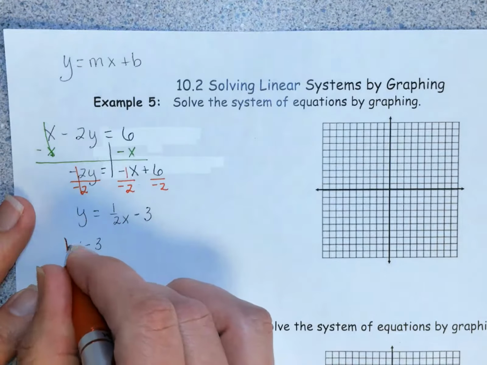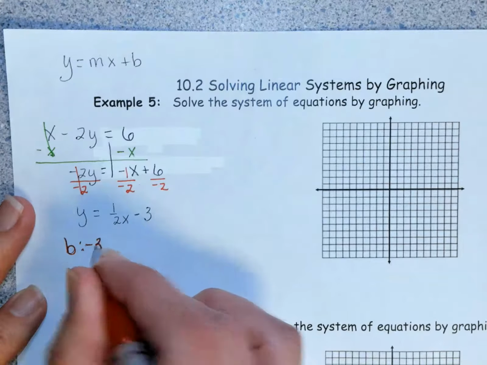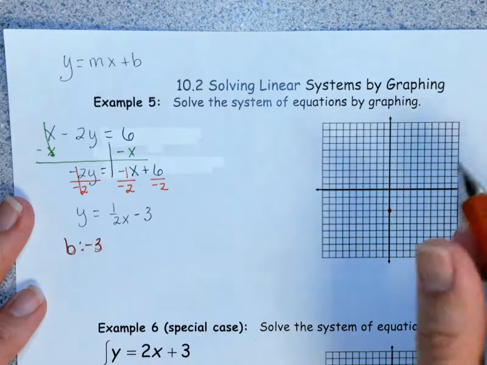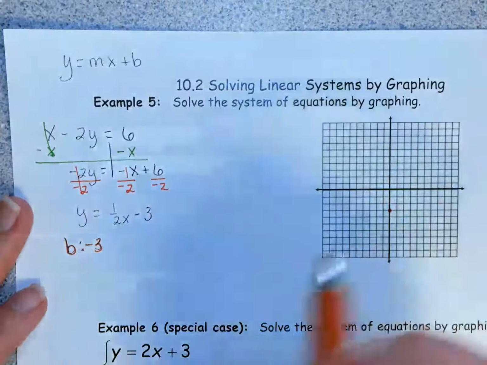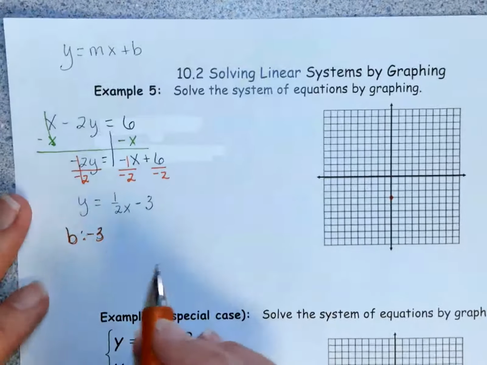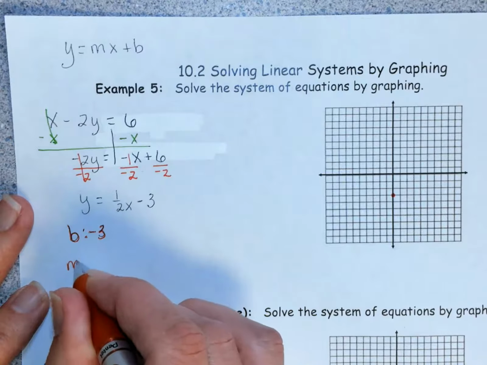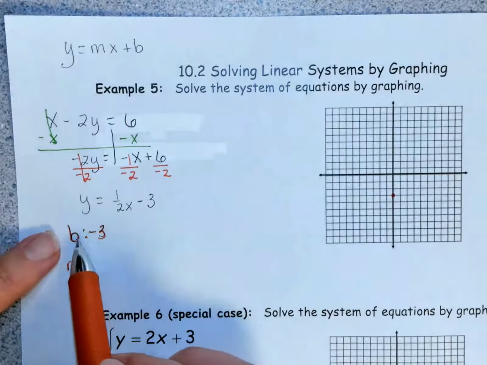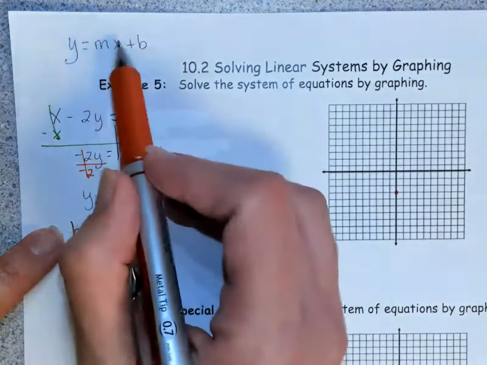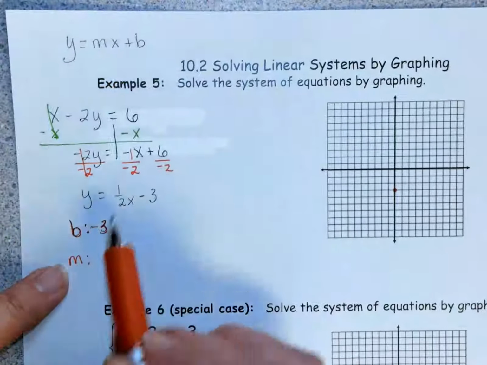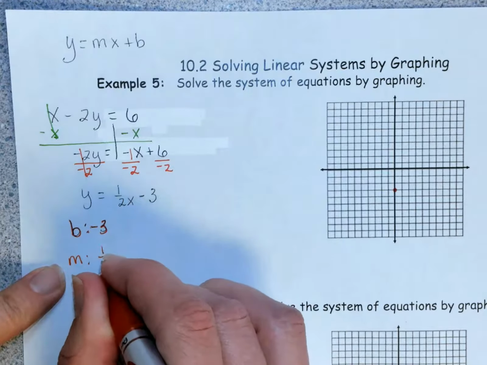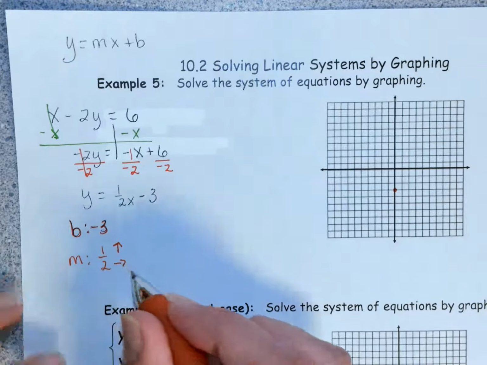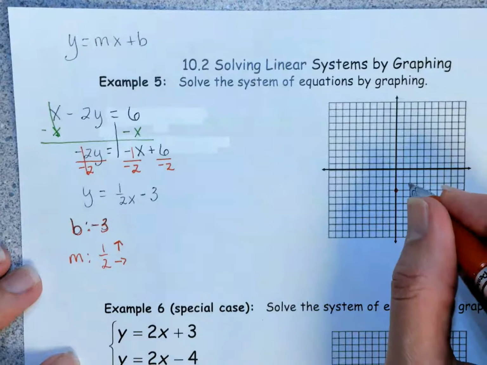I'm going to put it in orange. So b is negative 3. You could also use different color highlighters to make them stand out if you don't have different color pens. And our slope, see from this first equation, you cannot tell that the y-intercept is negative 3. That's why we need to put it in slope-intercept form so we can see it. So the slope is 1/2. 1 is positive, so we go up 1 and to the right 2. So up 1, to the right 2.